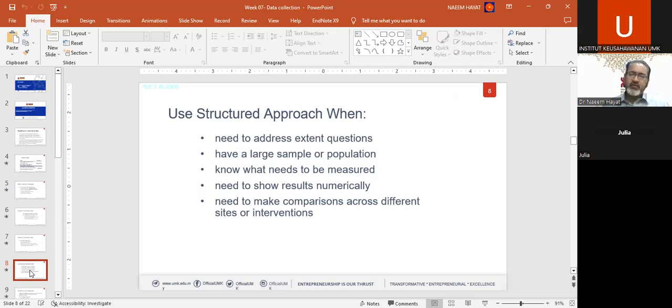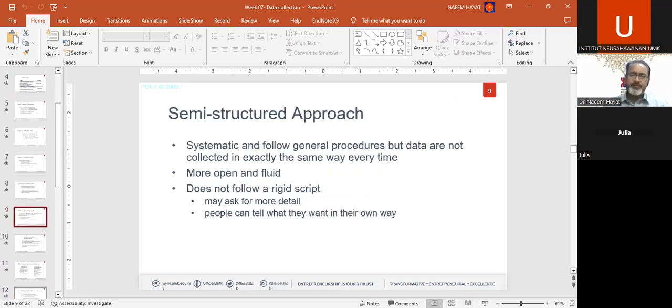So if these are some of the questions at hand, certainly we go for quantitative analysis, where a structured approach is applied to get the data from a larger population, and where we have an understanding of what we are going to measure, and we are willing to answer in numerical terms.